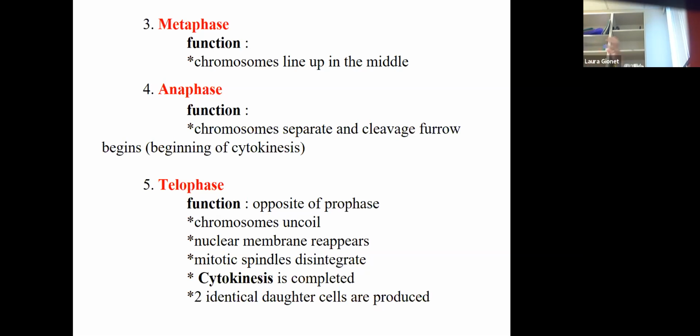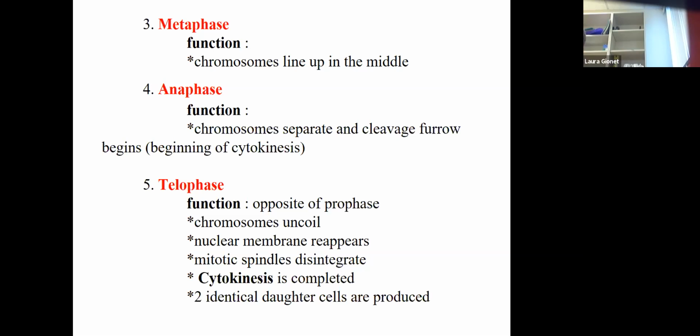So chromosomes become separated from one another. They get pulled to opposite ends of the cell. And toward the end of anaphase, a cleavage furrow starts to begin. So what is a cleavage furrow? It's when the cell starts to pinch in the center and starts to essentially divide the cell into 2. So it starts to pinch in from one side and then the other.